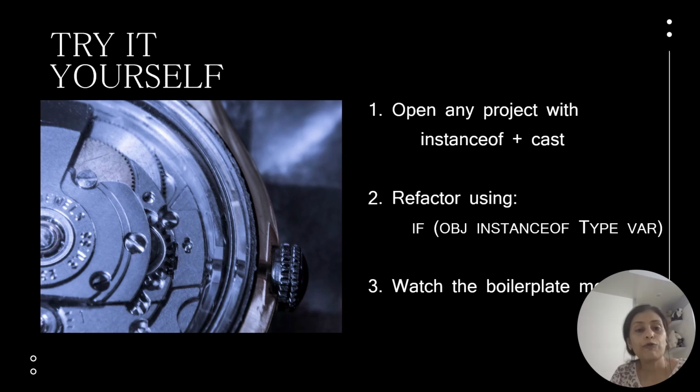This is the end of episode 1. Now it's time for homework. Open any project on older Java versions, pre-Java 17 or earlier, which makes use of instance of and casting. Try to refactor it using pattern variables. Watch how the size of the code reduces with all the boilerplate just getting melted away.